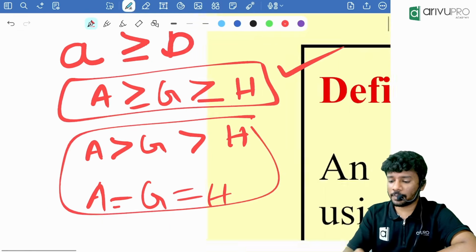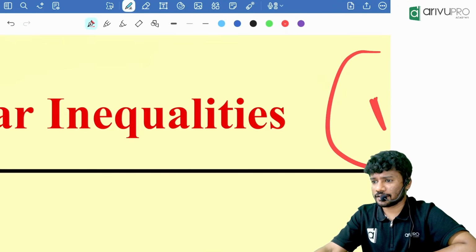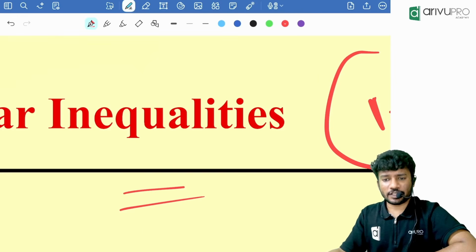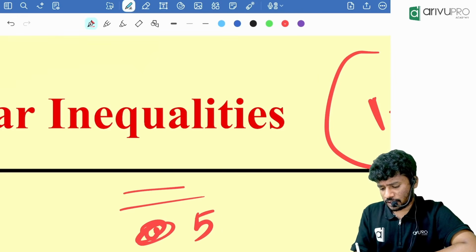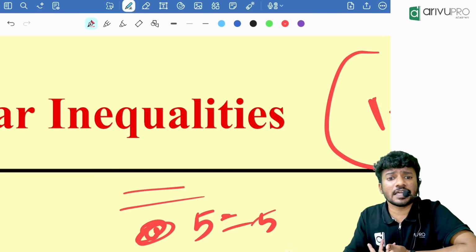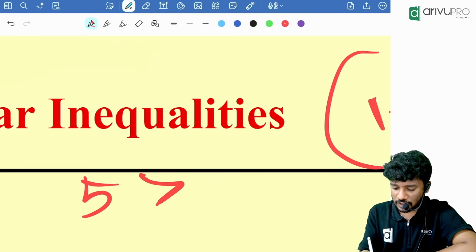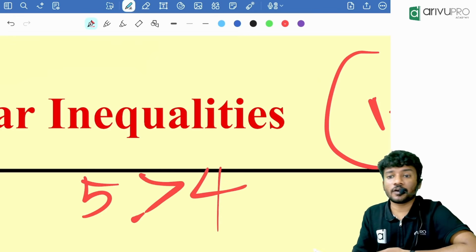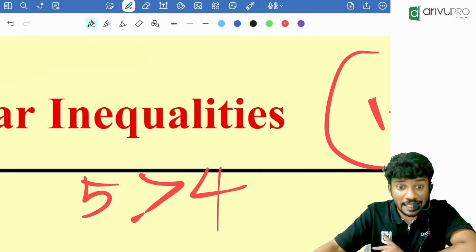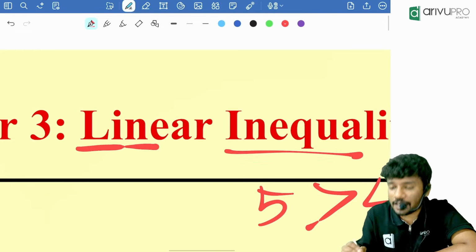Now, what do you mean by inequality? Equality means we write it as equal. For example, 5 is equal to 5. Is it correct? Yeah, 5 and 5 are equal. That is an equality, where an equal to sign is there. Inequality means we write 5 is greater than 4. That is not equal. Whenever they are not equal, we always write it as an inequality. Then people, what is this linear inequality?